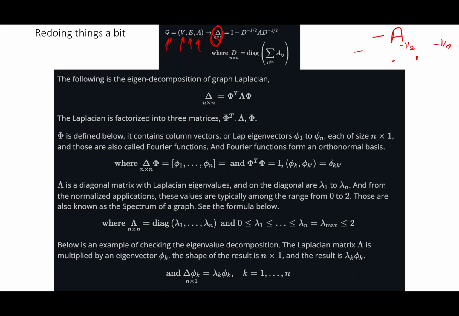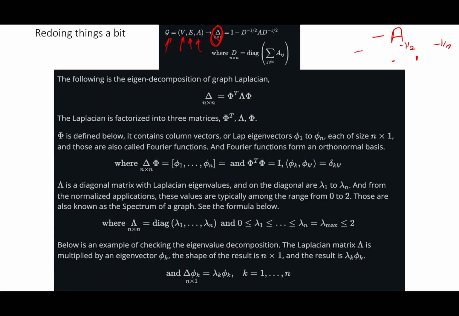Let me rewrite it. Q transpose lambda Q, where all of these Q's are orthogonal, and lambda is the diagonal matrix with eigenvalues. So that's what it is. The Laplacian is a symmetric matrix, and we are going to factorize it into phi transpose lambda phi. So the Laplacian is factorized into three matrices.